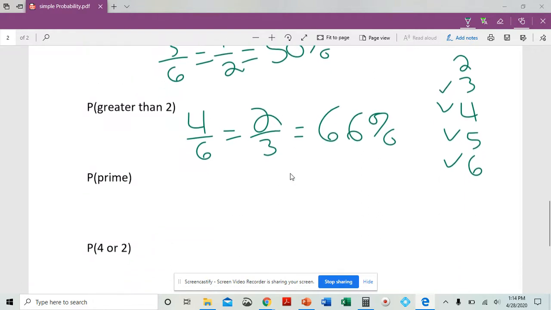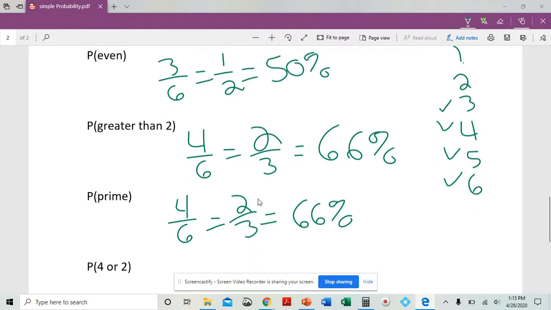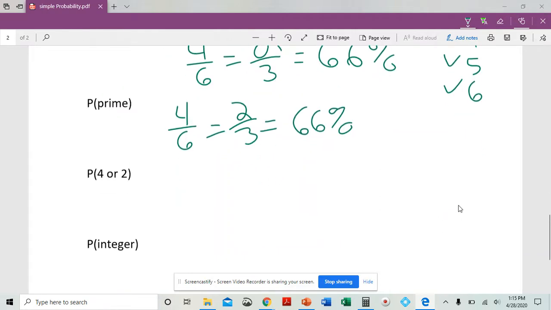All right, still talking about that cube here, or that die. What's the probability that it's prime? Well, 1 is prime, 3, 2, 5. So 4 out of our 6 things again. Same answer as last time, 66%, 2 out of 3. All right, what's our probability that it's going to be 4 or 2? If we're going to roll a 4 or a 2. Well, that's 2 out of the 6. Can be simplified to 1 over 3, which is going to give us our 33%.